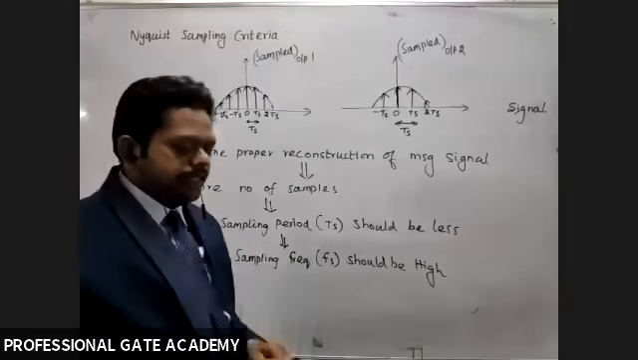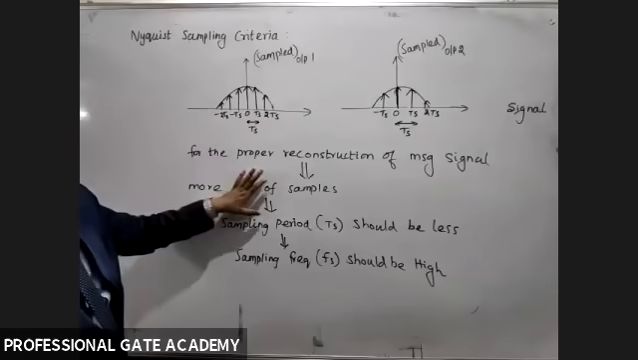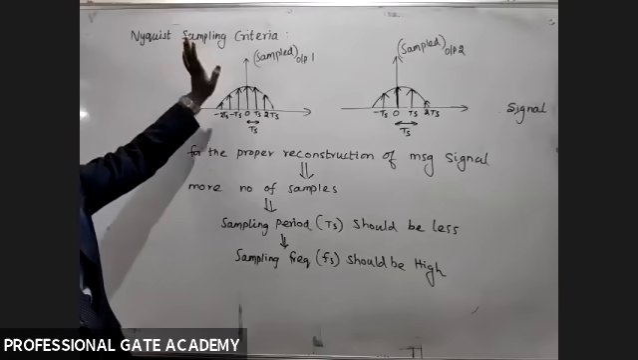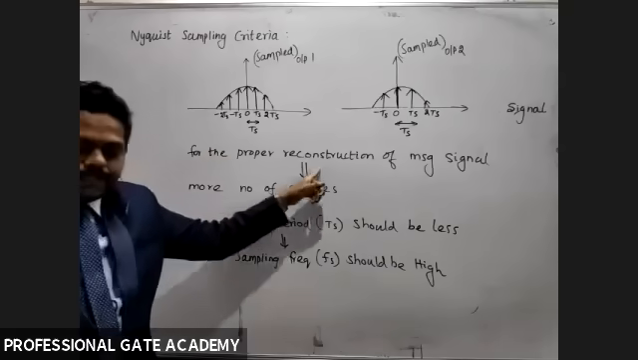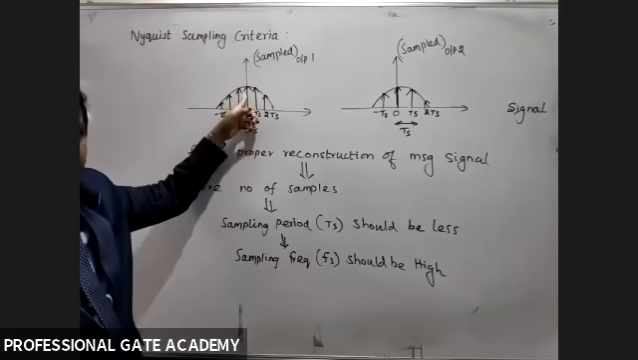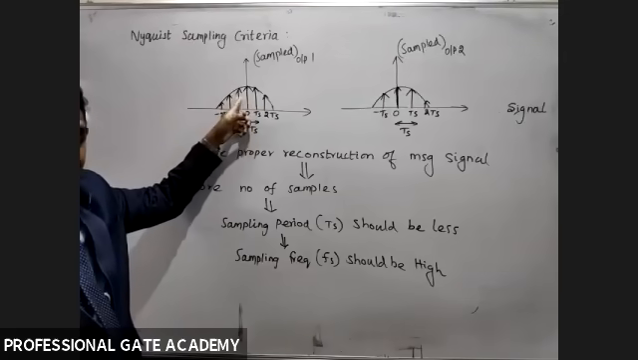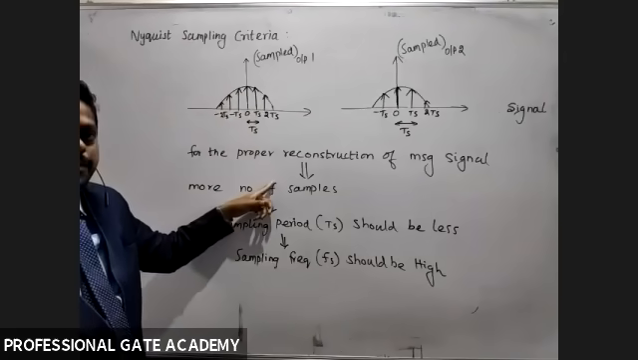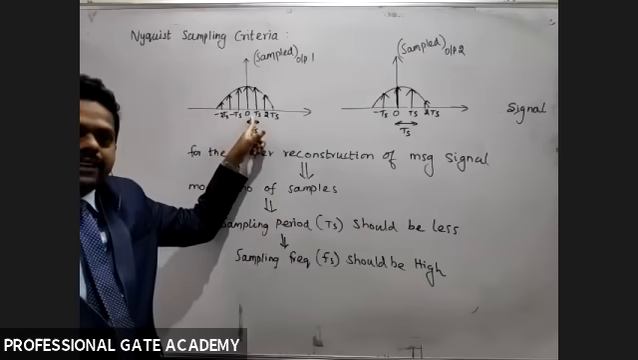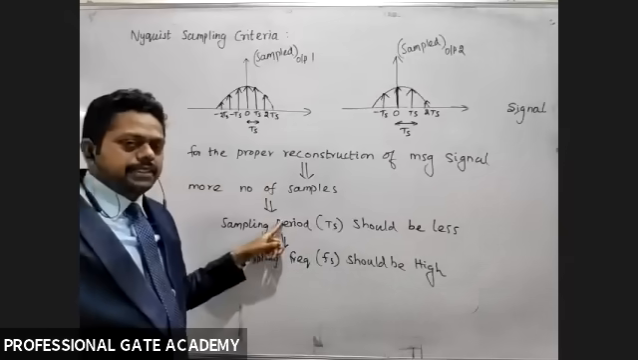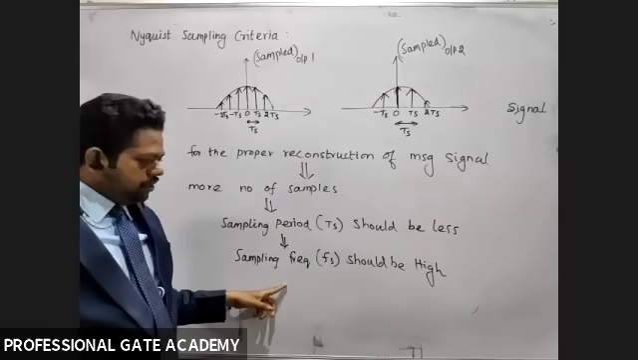So this is the Nyquist sampling criteria. Based on this criteria only, Nyquist derived the sampling theorem. I repeat again. For the proper reconstruction of message signal, the number of samples should be more. If more number of samples are selected, the sampling period Ts should be less. If the sampling period Ts is less, then what about the sampling frequency Fs? Should be very high. That is the sampling criteria.